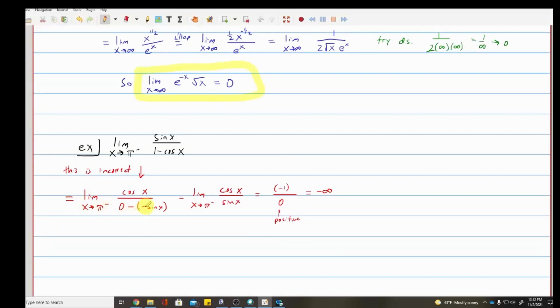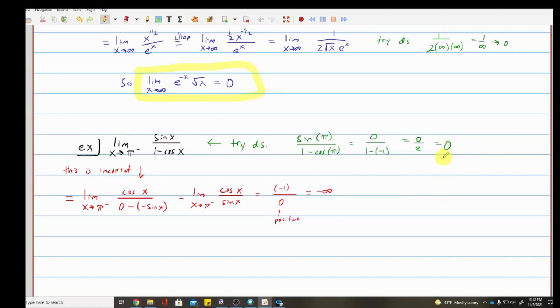It was only in this very first step that I made a mistake. And my mistake was that I used L'Hopital's rule. Not that I used it incorrectly. It's that I used it at all. If I went back to my original function and tried direct substitution here, I would get sine of pi over 1 minus cosine of pi. The sine of pi is 0. Cosine of pi is -1. 1 minus -1 is 2. 0 divided by 2 is 0.